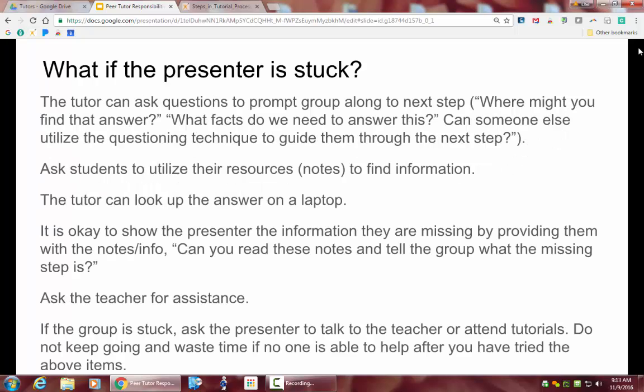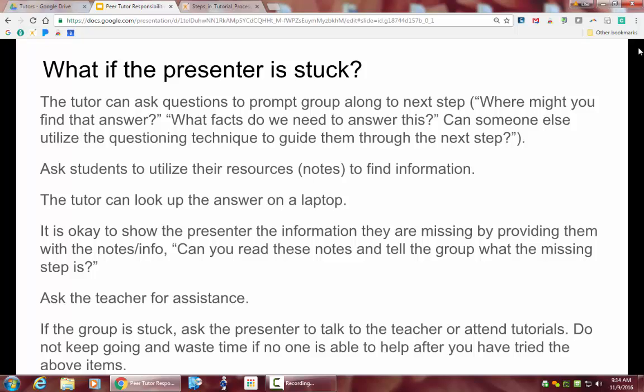So this is a perfect challenge to the student leaders, because of course sometimes we know the presenters are going to get stuck. So what do you as that student leader tutor do about this? There's a couple of things that you can do.